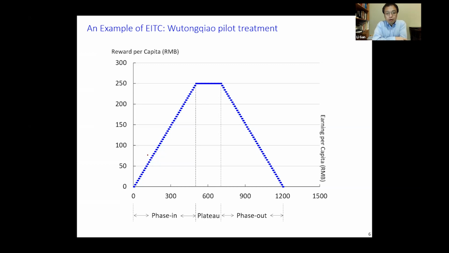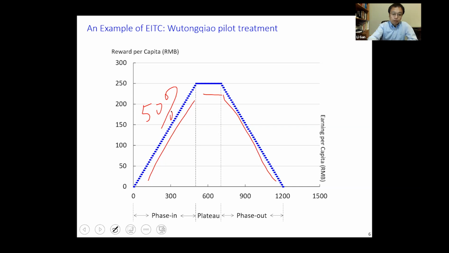So this is a typical EITC. This is also similar to our design, actually part of our design. They have a phase-in, a plateau, and a phase-out. So basically, if the per capita income in the household is lower than roughly 400 RMB per month, we reward you at about a 50% rate. Then you have a plateau, then you reduce the reward.